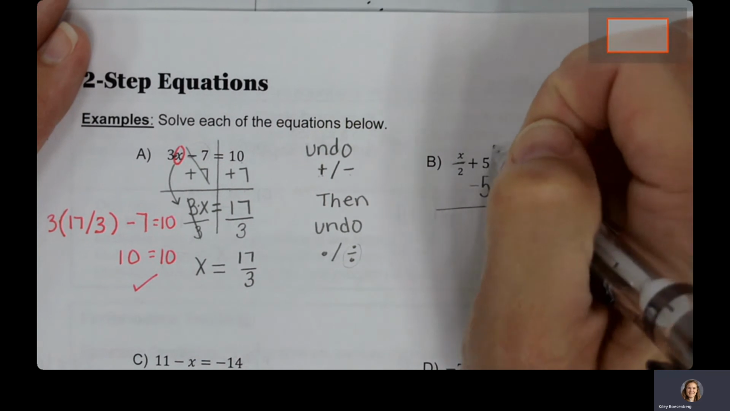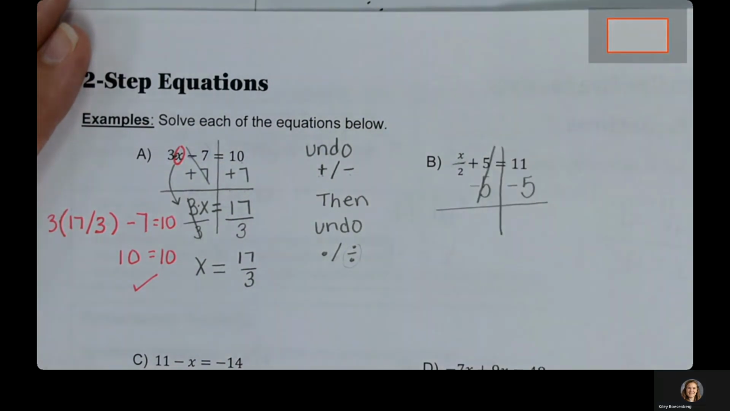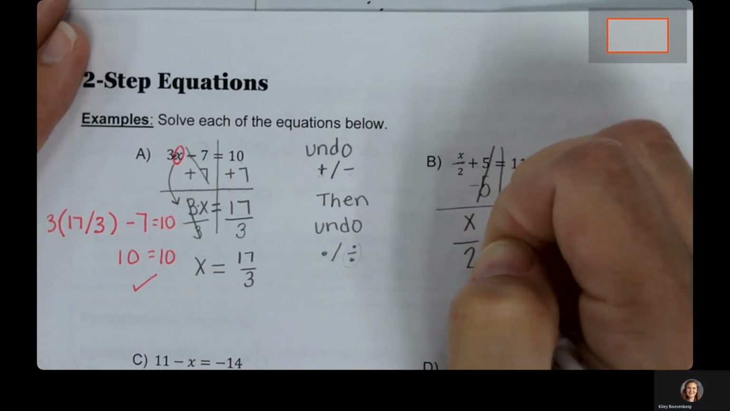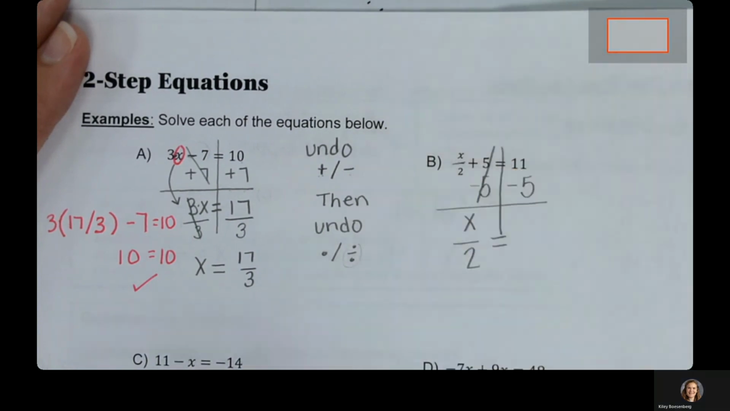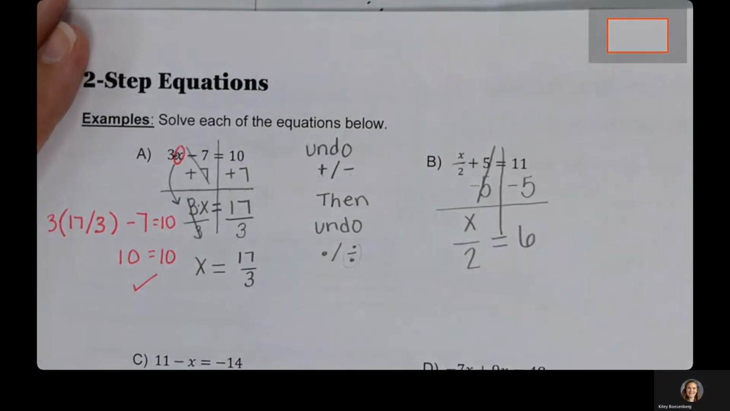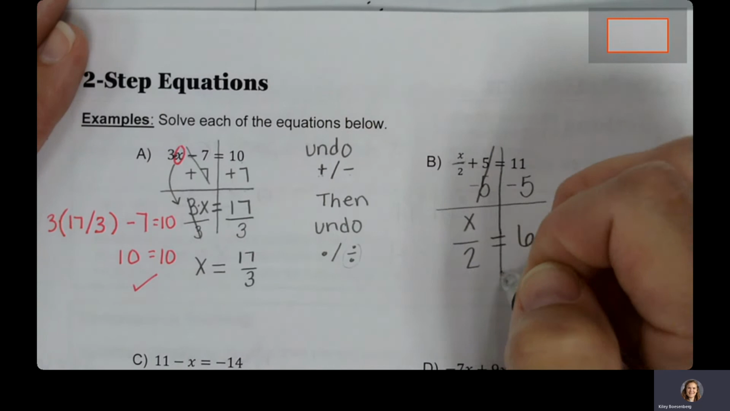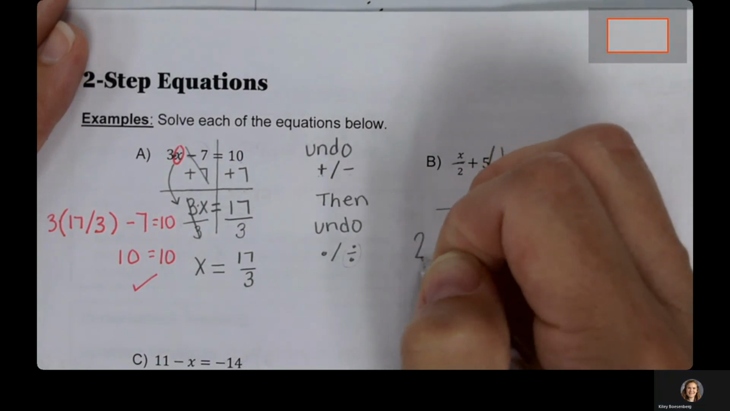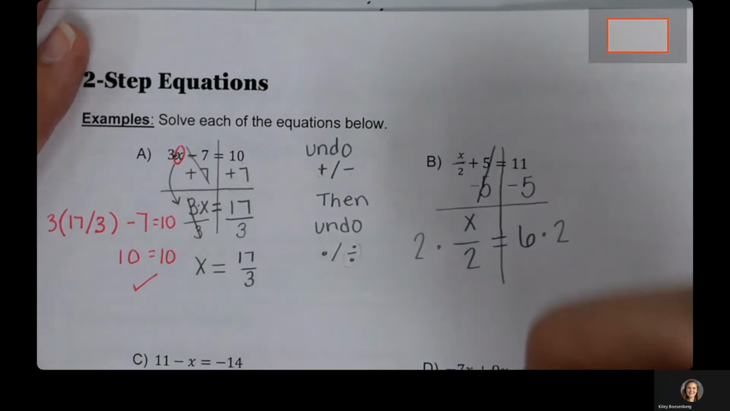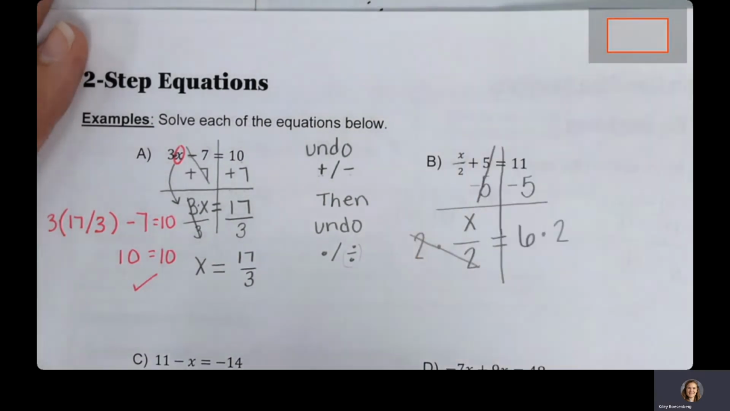The 5's cancel. I still have x divided by 2 equals 11 minus 5, which is 6. And now I'll get rid of the divide by 2. So the opposite of divide by 2 is I'll multiply both sides by 2. So the 2's cancel out.